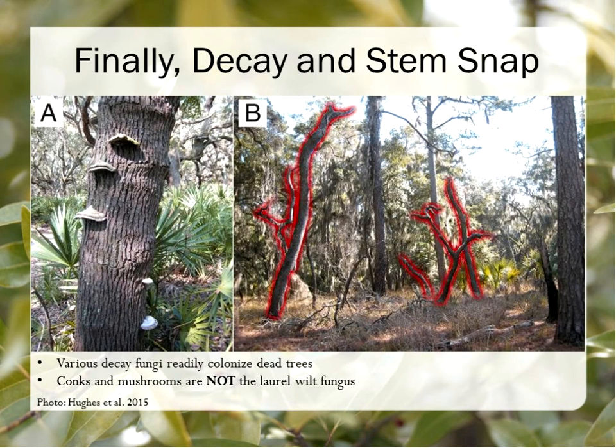So at the end, after the tree has been fully colonized by the laurel wilt fungus and it's died, what happens is you start to get a lot of decay from other decay fungi that will take over the tree, and you'll get this loss of structural integrity. You know, it can't hold that crown up anymore. So you get these trees that are snapping, and those are all the ones that are outlined in red.